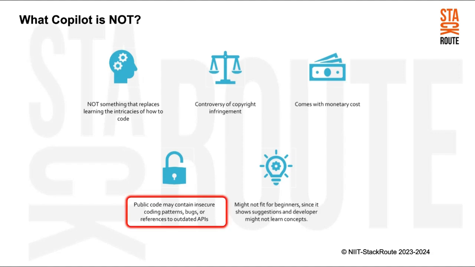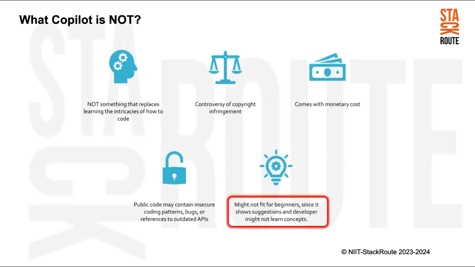Public code may contain insecure coding patterns, bugs, or references to outdated APIs or idioms. And when GitHub Copilot synthesizes code suggestions based on this data, it can also synthesize code that contains these undesirable patterns. It works great and is helpful for intermediate and advanced level programmers, and it might not be a fit for beginners since it shows suggestions and developers might not be able to grasp the concepts.